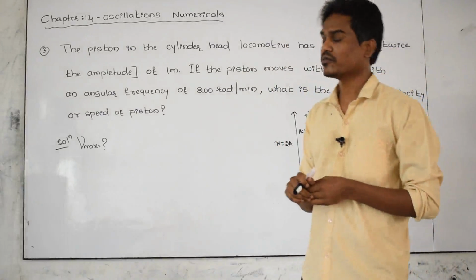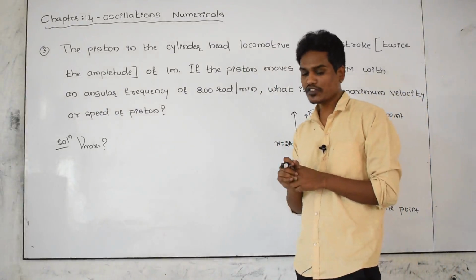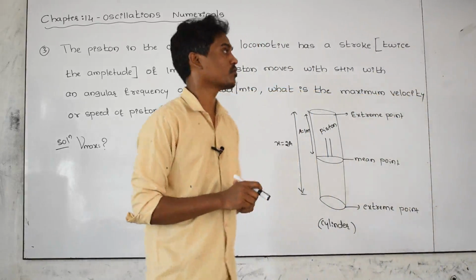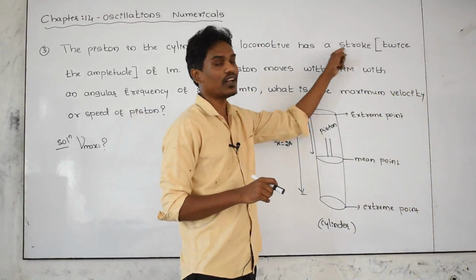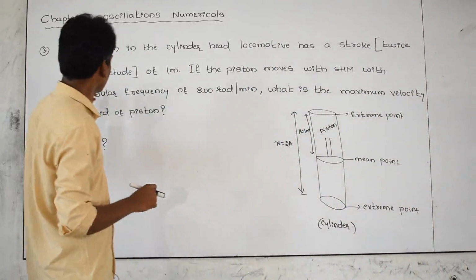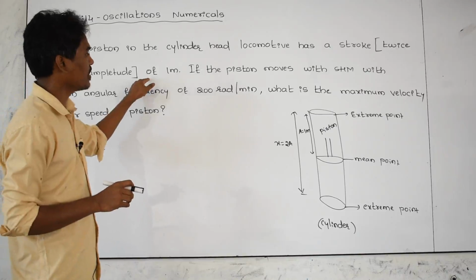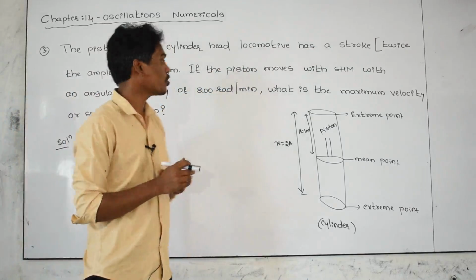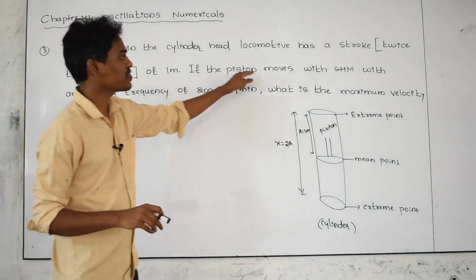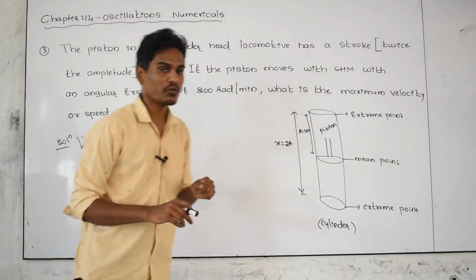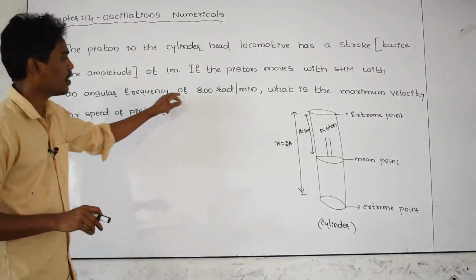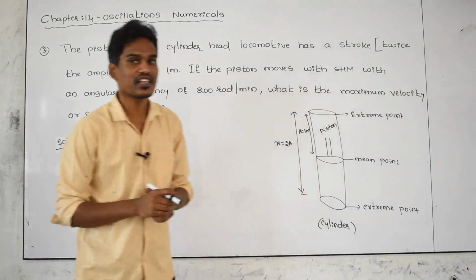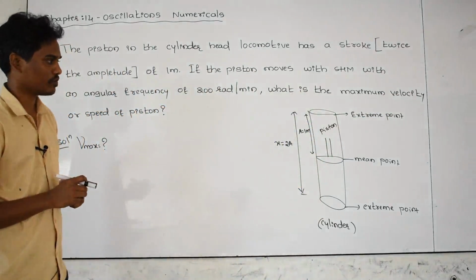Go to the next question and read what he has given first. A piston in the cylinder head of a locomotive has a stroke. Stroke is nothing but a length that is twice the amplitude. The stroke length is equal to 1 meter. If the piston moves with simple harmonic motion with an angular frequency of 200 radian per minute, what is the maximum velocity of the piston inside the cylinder at the mean point? You have to find that out.